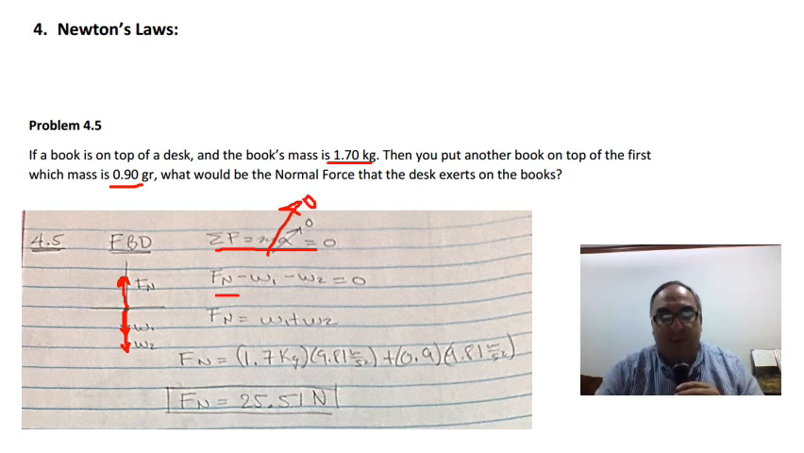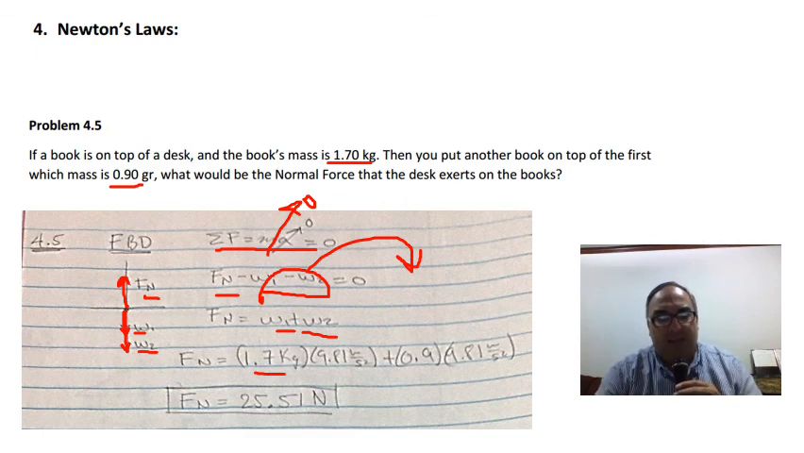And then the sum of forces is normal force going up and negative weight 1, negative weight 2. We take them to the other side, and we change the sign, of course, and it's going to be W1 plus W2, weight 1, weight 2. We can calculate this: the mass of the first book times 9.81, plus the second book times 9.81, and we will end up with a normal force of 25.51 newtons. Let's go to the next.